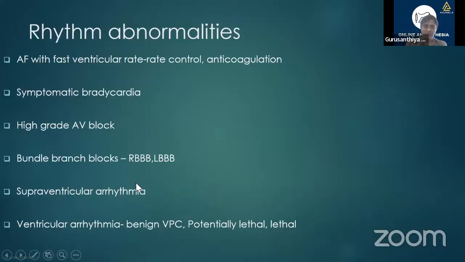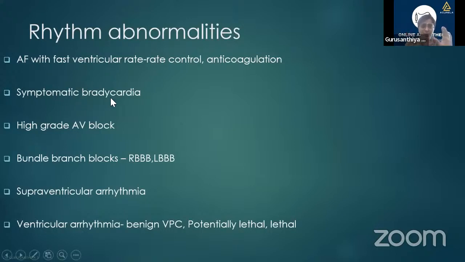So coming on to rhythm abnormalities, these include AF with fast ventricular rate, which denotes a significant arrhythmia, and lethal arrhythmias or potential ventricular arrhythmias, which can occur in the perioperative period. So in AF with fast ventricular rate, what you aim for is rate control, and in the preoperative period look for whether the patient is previously on any anticoagulation, and bridge it as and when necessary.